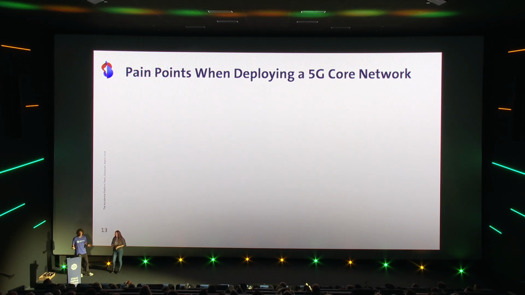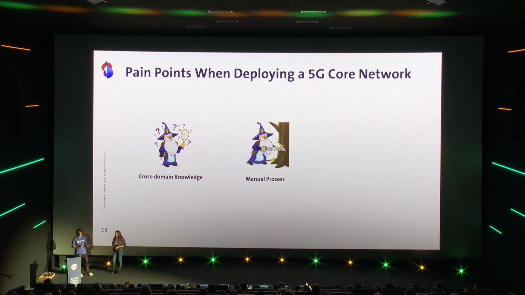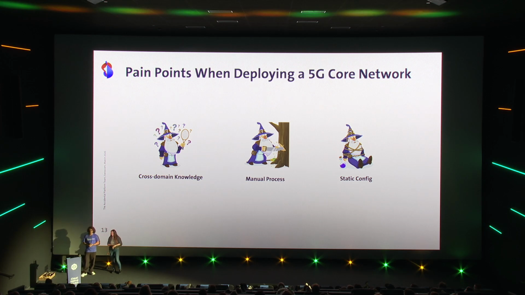So to summarize the pain points, he needs cross-domain knowledge. It's a manual process. And in the end, you have a static config. What if you want to grow something? What if you add a new network? You need to do everything again.